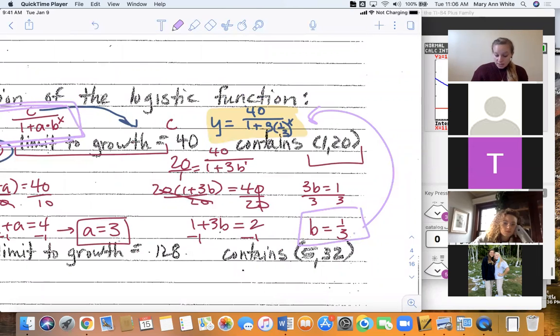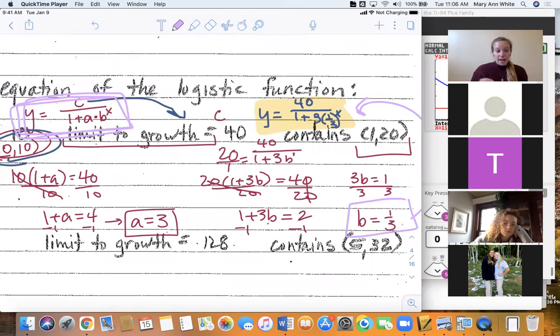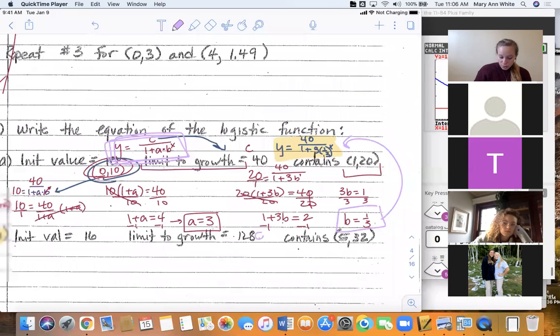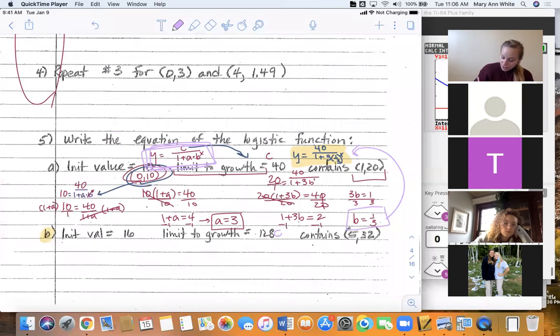We're gonna do another one just like it. 2 more just like it, actually. This one is written the exact same way. We're just gonna plug in and practice that. I'm still using my general formula that's here. My C in this new problem is 128. We're gonna start with the initial value and then we'll make our way over to the other X and Y.